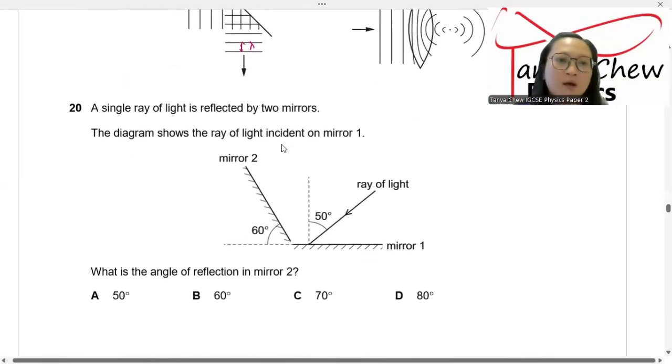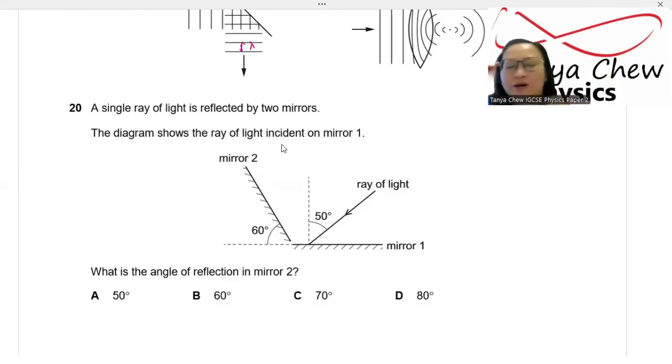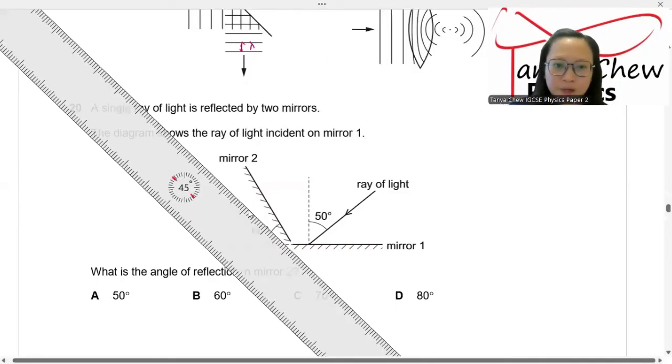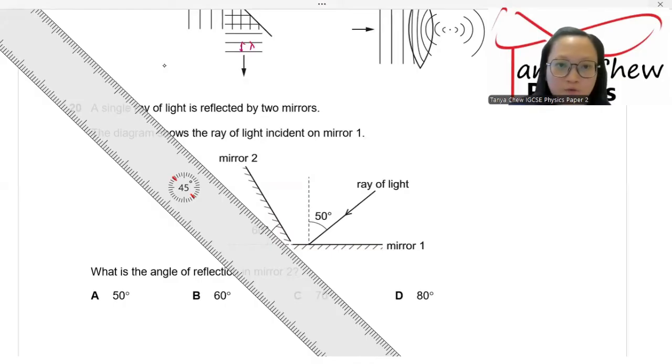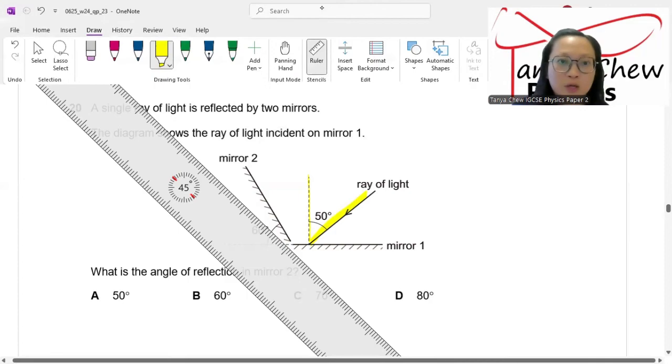Number 20, a single ray of light is reflected by two mirrors. The diagram shows a ray of light incident on mirror 1. What is the angle of reflection in mirror 2? Oh, this is so hard, right? But don't worry, we are going to do it. Now, I use my ruler. Do you still remember the law of reflection? This is a ray of light. This is called the incident angle. Incident angle is the angle between the ray and the normal. This is actually the normal. Let me highlight the normal for you.